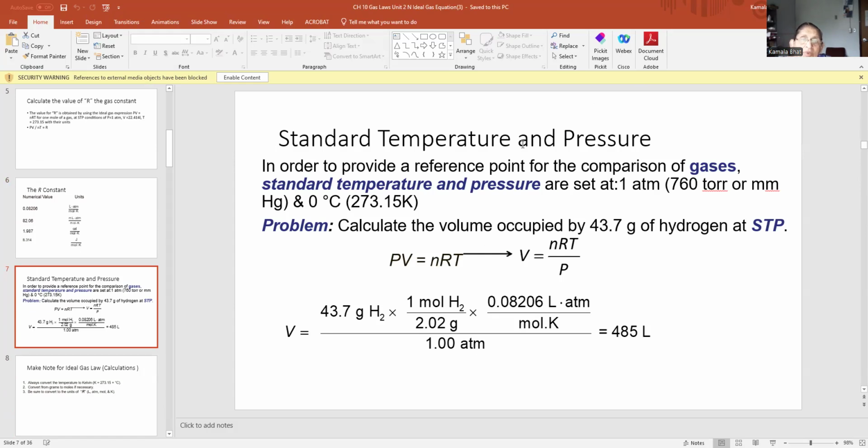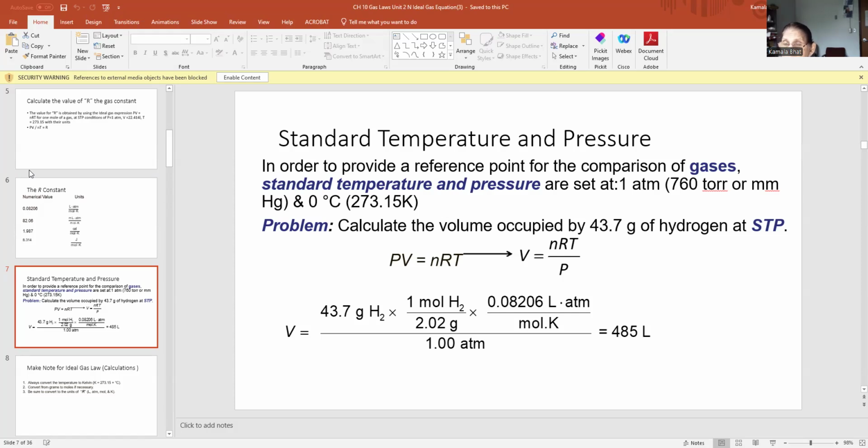So this is how to use the standard temperature and pressure and then calculate the volume occupied by different gases. The equation we are going to use is the ideal gas equation, and then we're going to find the volume. In order to provide a reference point for the comparison of gases, standard temperature and pressure are set at 1 atmosphere, 760 torr or mmHg, and 0 degrees Celsius, or 273.15 K. Calculate the volume. That's the problem.